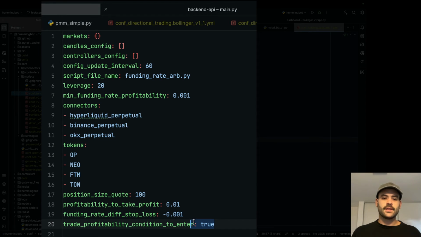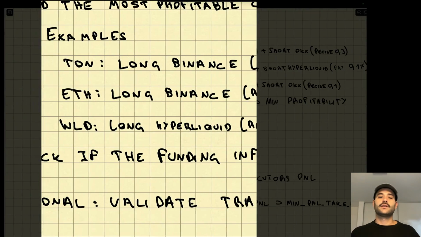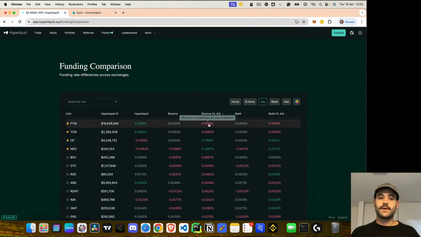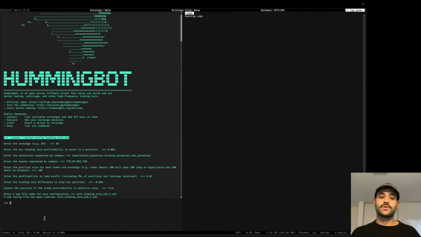So let me set this to false for the profitability and increase the min funding rate so we can analyze the information before we trade. Let's put that we are only going to enter if we are getting a yield of 0.5% a day. That is actually greater than all these values that we have here, so we shouldn't enter a position.